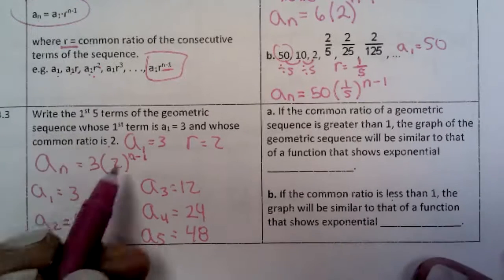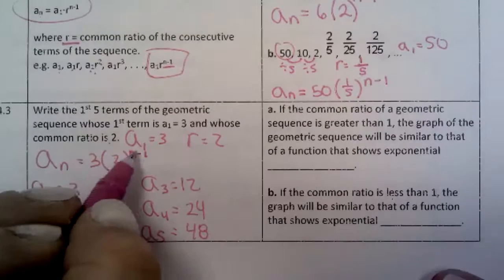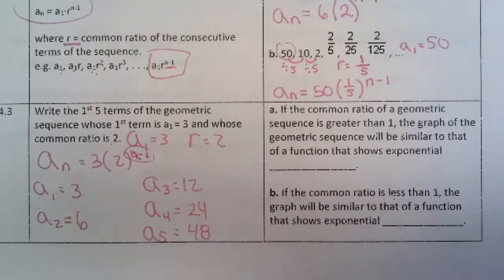So then we can plug in different values and we can find that term. So if it told us to find the 80th term, we could plug 80 in for n and find what that value would be.